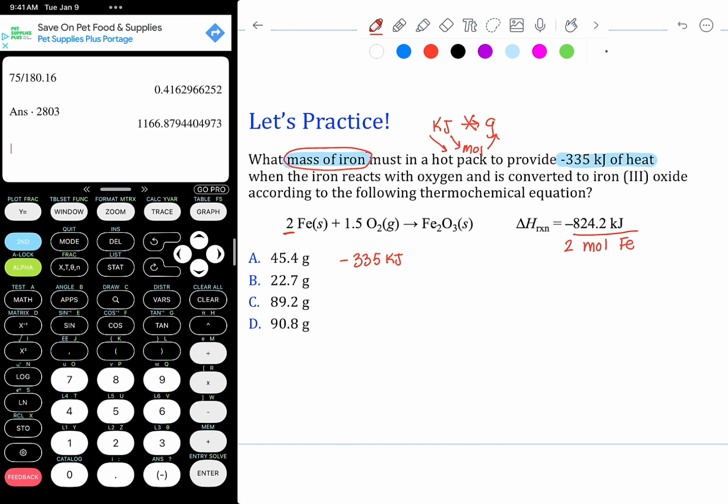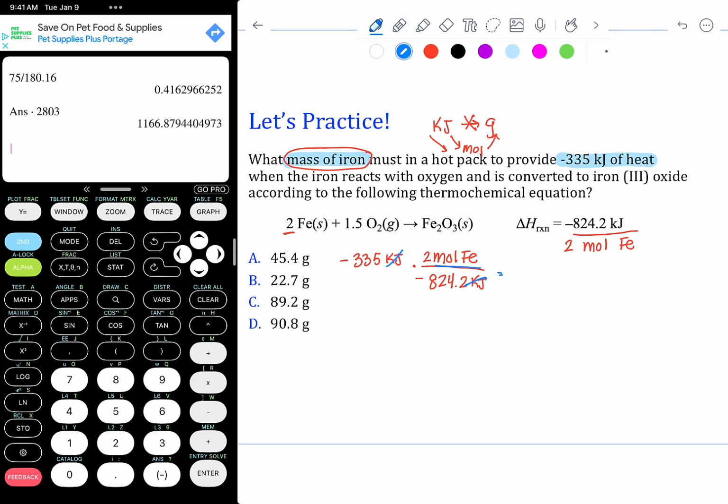So we start with kilojoules, and what we're going to do is use that delta H to convert to moles of iron. So we put that negative 824.2 kilojoules on the bottom so that kilojoules cancel, and we could put 2 moles of iron on top. So we see that kilojoules cancels, we're left with moles of iron.